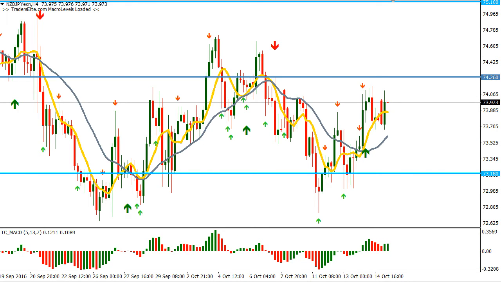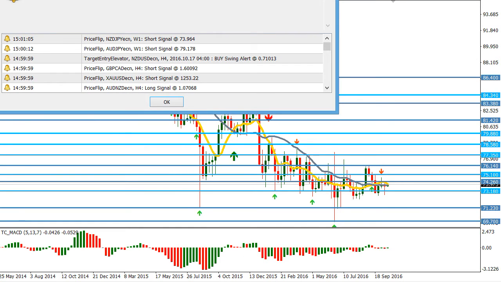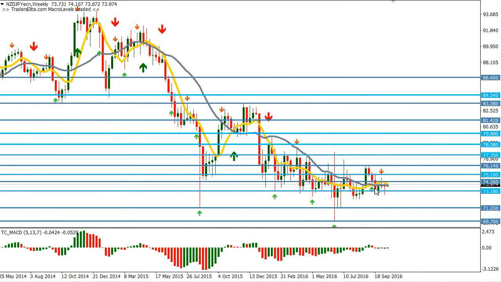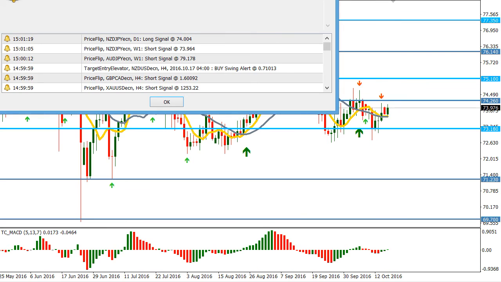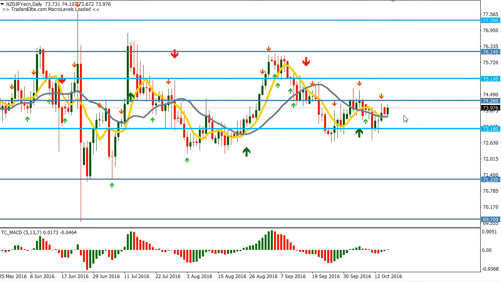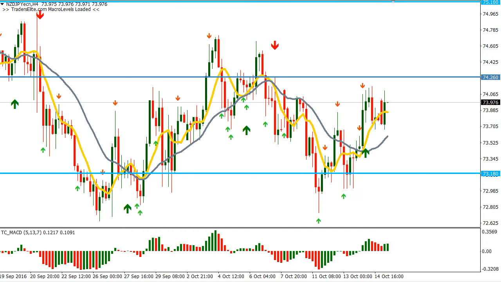Okay, Kiwi yen. It has also been moving upward. Again, this is not a clear picture on the weekly, but we're looking at possible hints that price is looking at moving upward. And on the daily, we're seeing a new one. Again, it's very, very close to call on this particular time frame. On the 4 hour, we want to see it move over 74.26 to see any possibility of a move upward. If it finds resistance at this level, then we could be in a pattern that brings us back down to that 73.18 level.